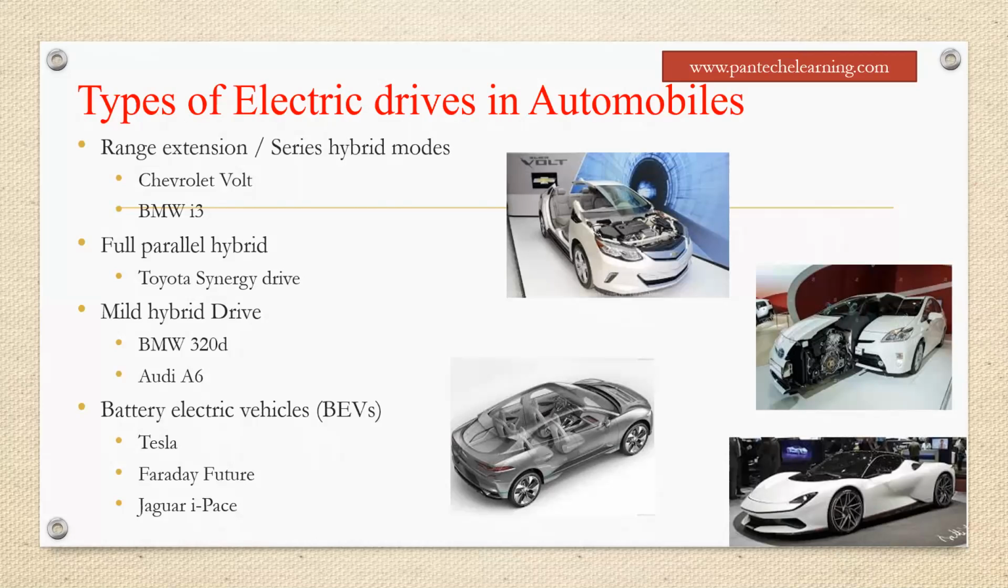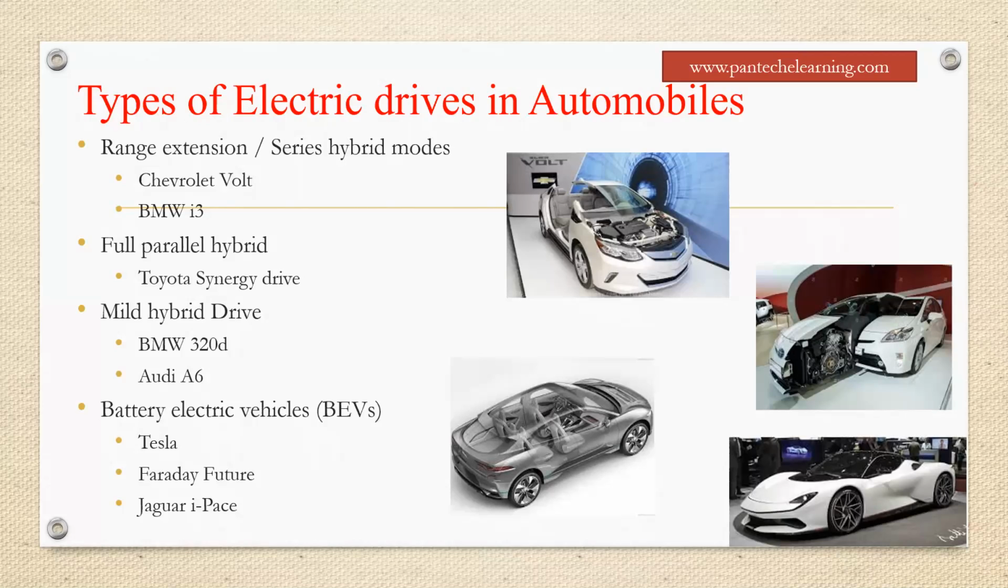Toyota Synergy Drive prefers full parallel hybrid drive technology, and mild hybrid drive technology is preferred in the BMW 320D and Audi A6 models. And for battery type electric vehicles, Tesla focuses more on battery electric vehicles. Faraday Future or Jaguar I-Pace companies are also focusing on battery electric vehicles.